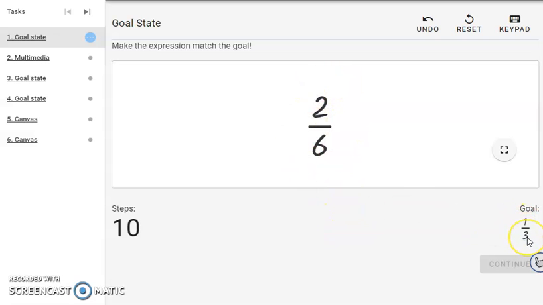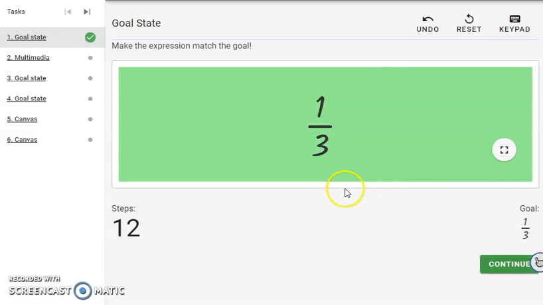You'll notice that the goal is 1/3. Sometimes there are common factors between the numerator and denominator. In this case, the 2 and the 6 both have a common factor of 2. So if I put the 6 on top of the 2, it breaks it into the factors. So 2 divided by 2 is 1, and we get that final answer of 1/3. Make sure you're clicking on the continue or submit button.